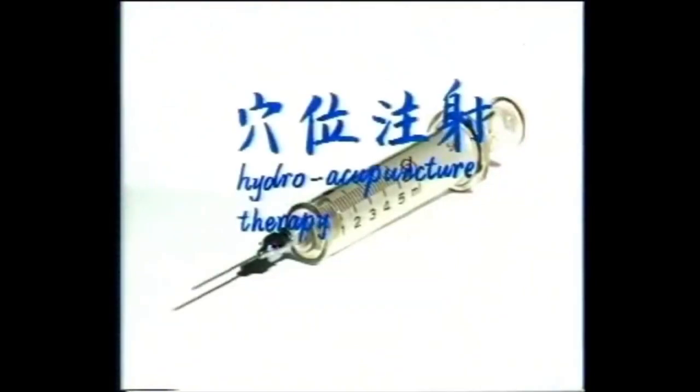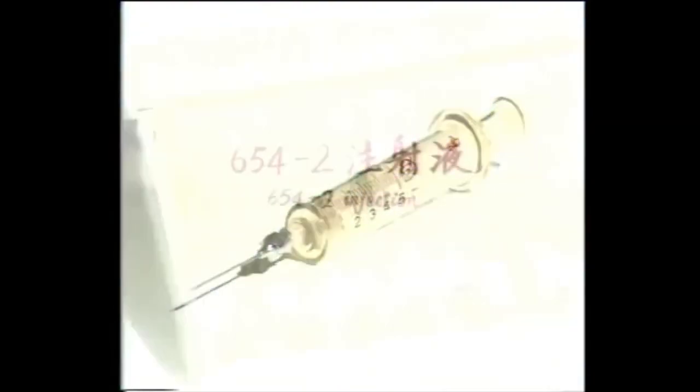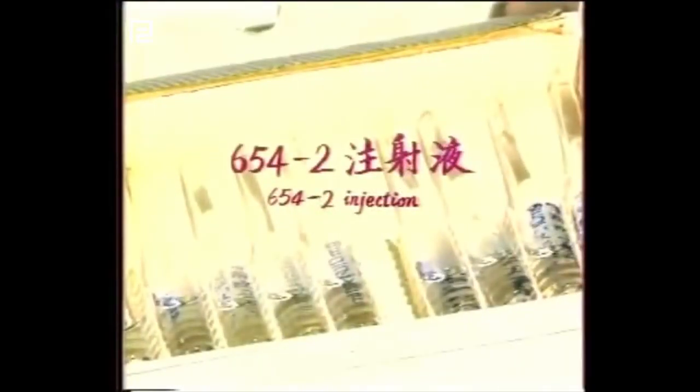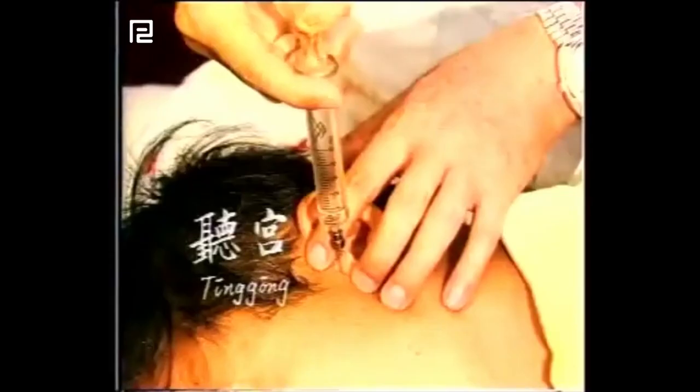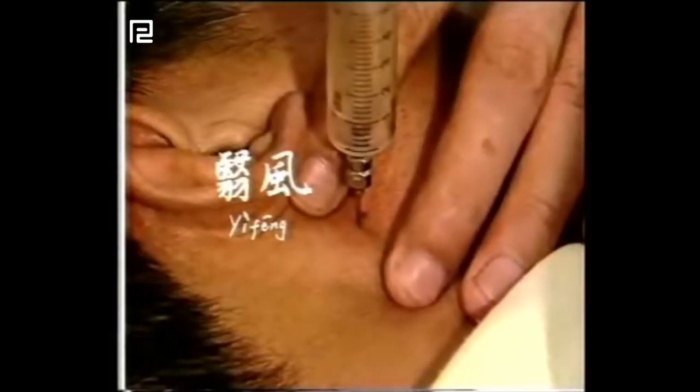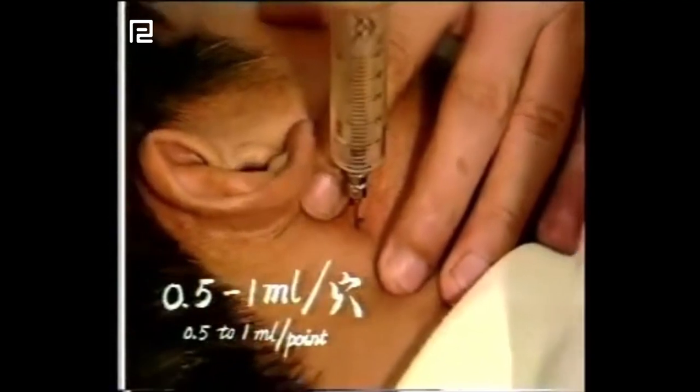Hydroacupuncture therapy. With 654-2 injection. Inject it into Tinggong and Yifeng, 0.5 to 1 ml each point, once every day or once every other day.